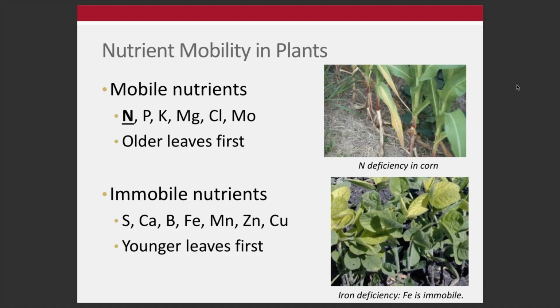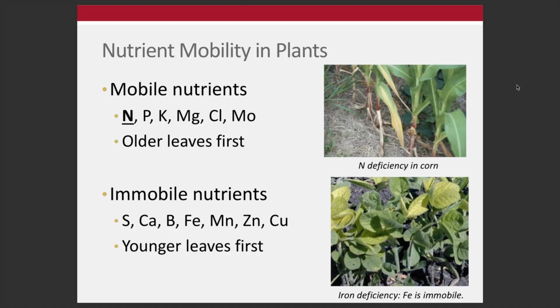Also, things like magnesium, chloride, and molybdenum are all mobile nutrients. And what that means is as that plant is growing, it's able to essentially cannibalize itself and translocate nutrients, if it's in deficiency, from older tissues to newer tissues. So when we're thinking about visual symptoms for mobile nutrients, it's typically the older leaves that show deficiency first.